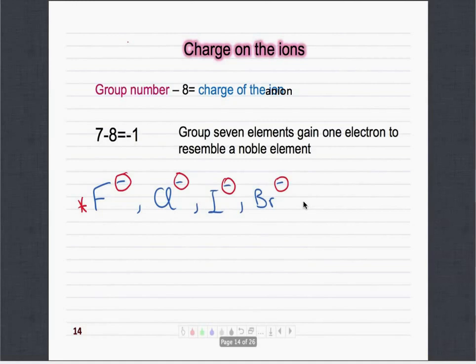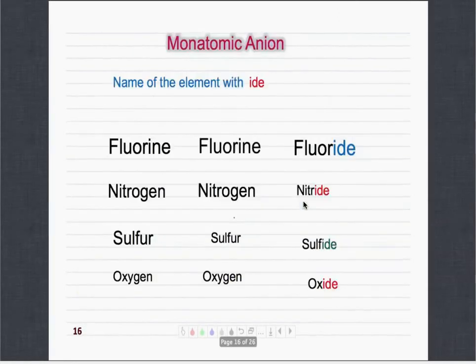We learned how to name the cations, now how to name the anions. To name the anion, let's say F minus. How are you going to name this? The name of the atom is fluorine, so you're going to cross out the "ine" and put fluoride. For example, N3 minus, nitrogen, you're going to cross it and write nitride.